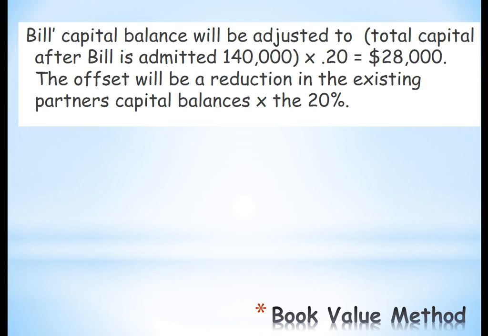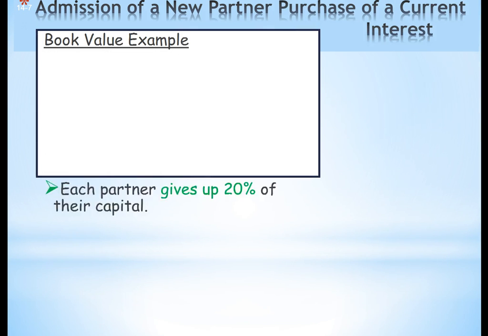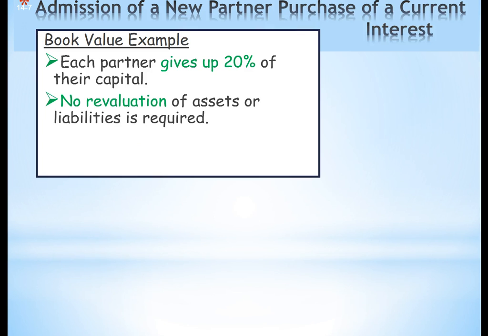Bill's capital balance will be adjusted to total capital after Bill is admitted, which doesn't change. It's still $140,000 because the cash is being given directly to the partners. Times 20% equals $28,000. The offset will be a reduction in the existing partners' capital balances times the 20% share. So what we would do is reduce each partner's capital balance by 20% and transfer to Bill. So again, each partner is going to give up 20%, and there's no revaluation of assets or liabilities.